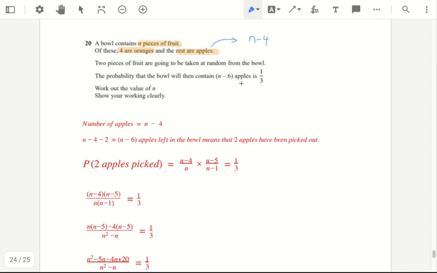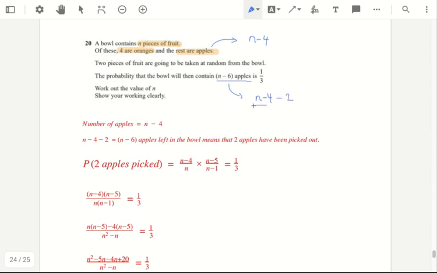So each time something is taken out, it's minus 1. 1 is being reduced, right? There's 1 less in the bowl. Okay, so the probability that the bowl will then contain n minus 6 apples is 1/3, right? So from this, the probability that the bowl will contain n minus 6. So n minus 6, immediately you can see that n minus 6 is from n minus 4 minus 2.